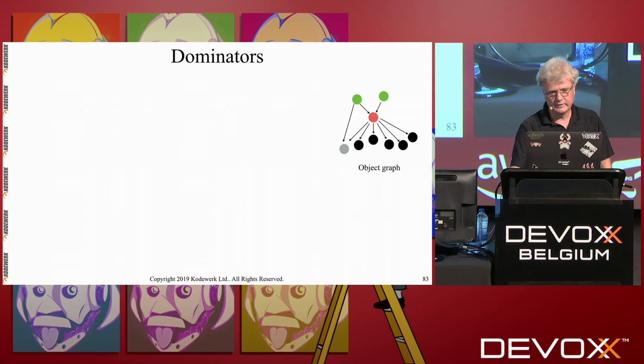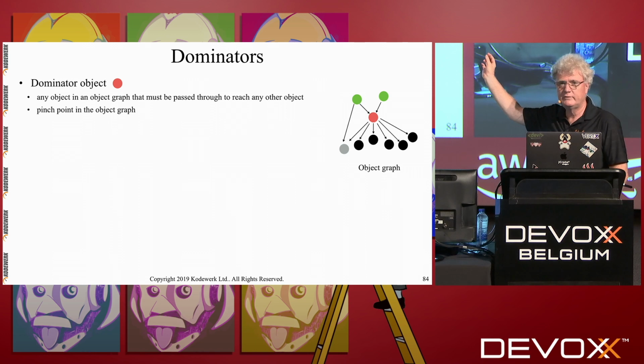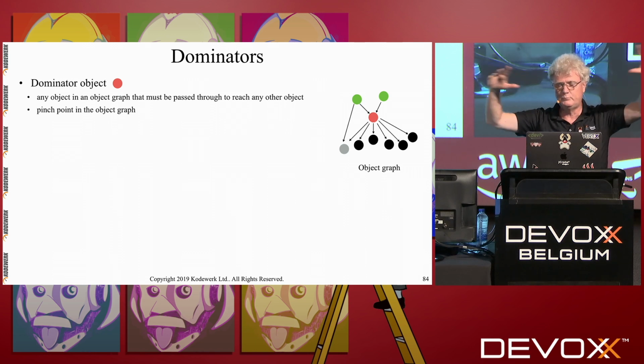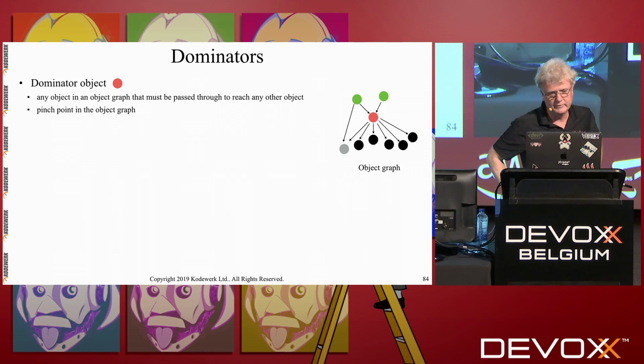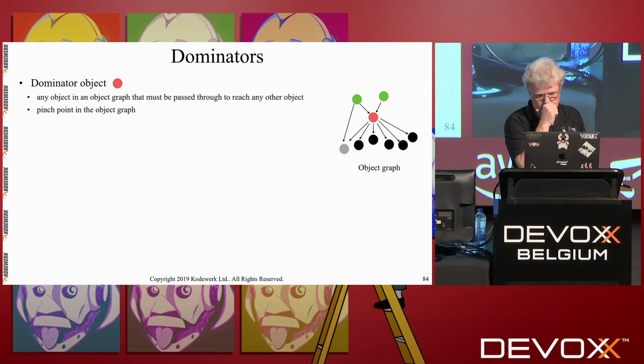Okay, so if we look at this, we have a dominator object. This is any object in an object graph that must be passed through to reach any other object, right? And this can actually become a pinch point in the object graph. You can think of an object graph of all these pointers wildly going off in different directions. If you end up with something that looks like that, then our dominator object is going to be the red one. That's going to be our direct dominator.